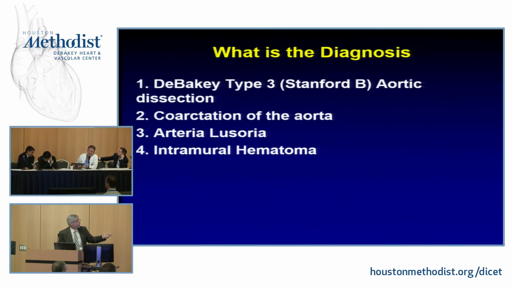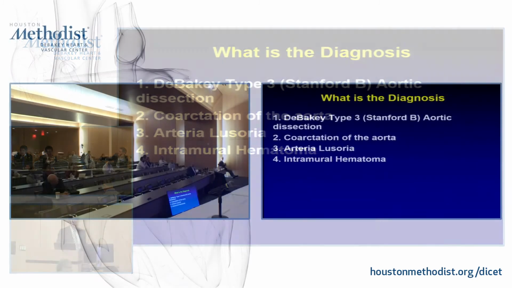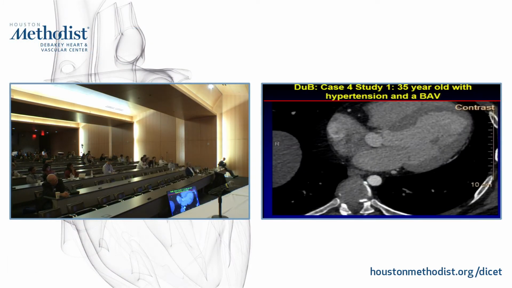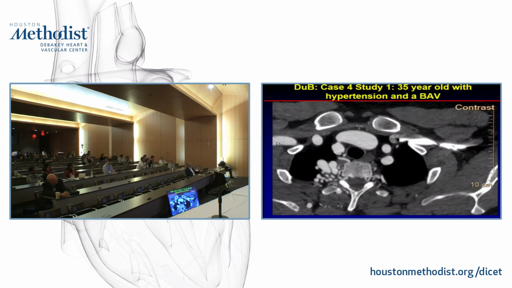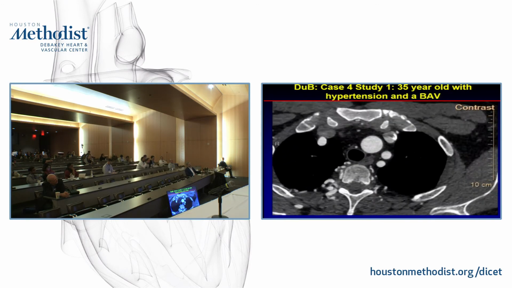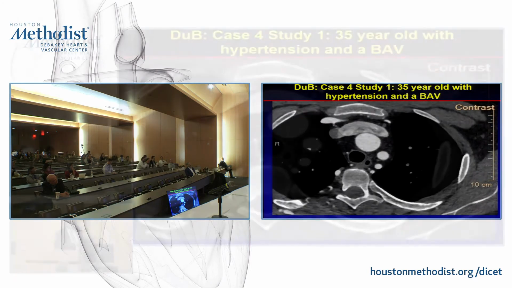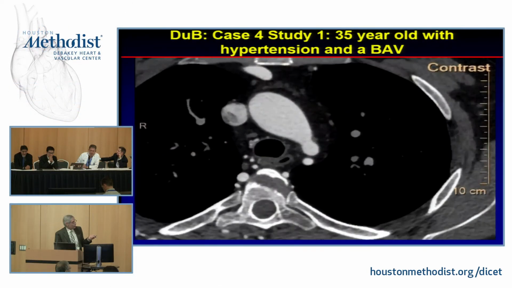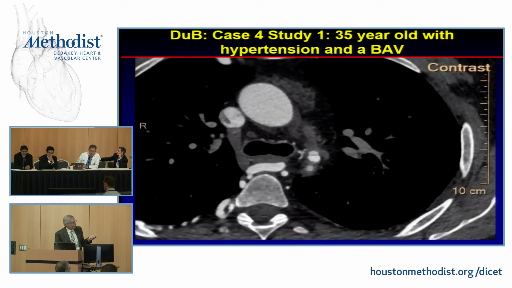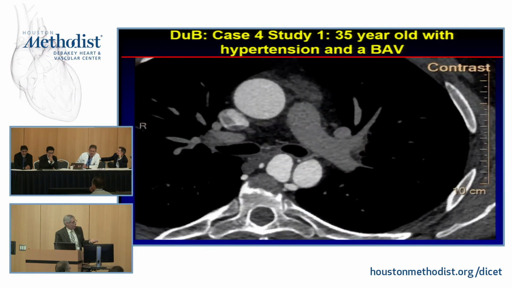The questions are, is this a type B Stanford aortic dissection? Coarctation of the aorta? Arteria lusoria? Or an intramural hematoma? Alan will know what that is. So coming down here, certainly you might think that this is a type B dissection. You might think that, okay?